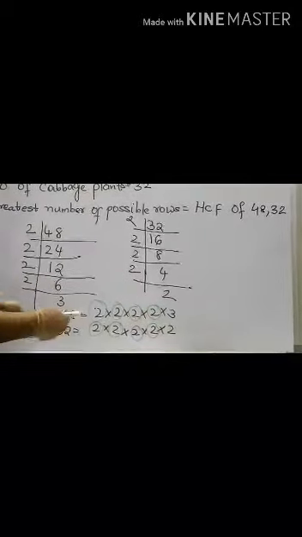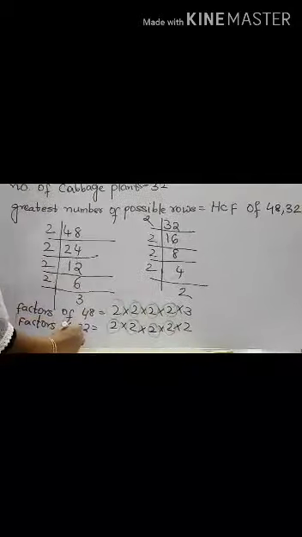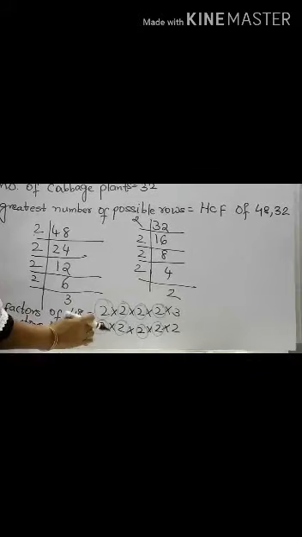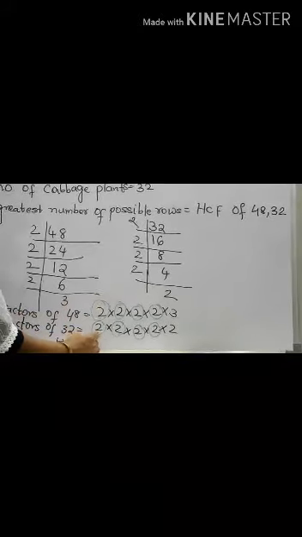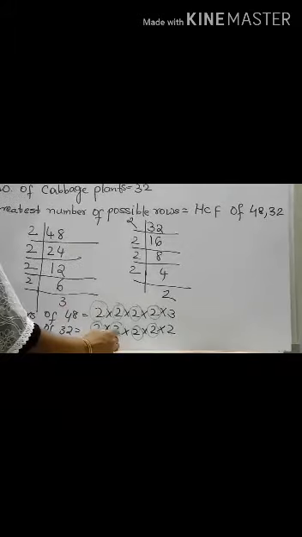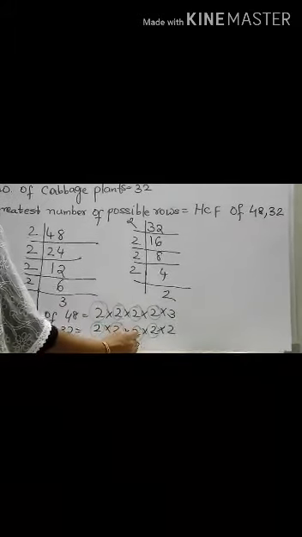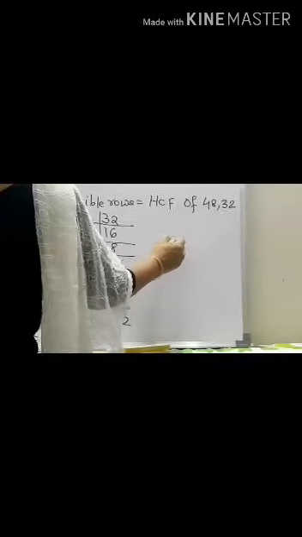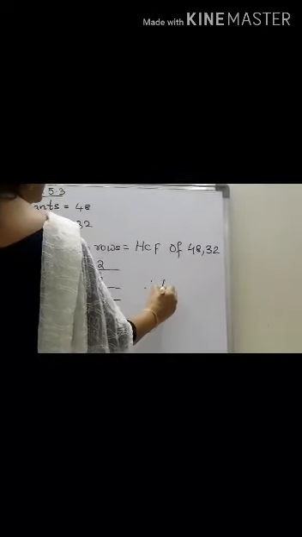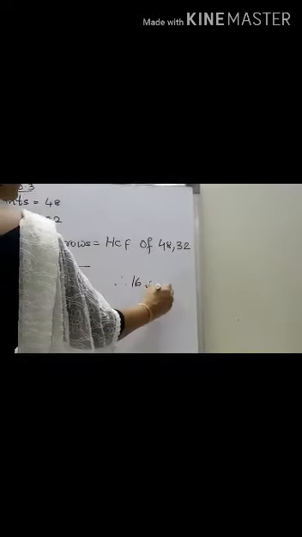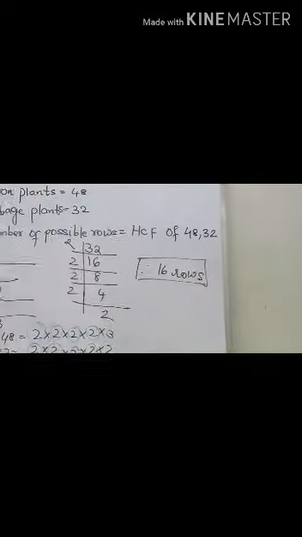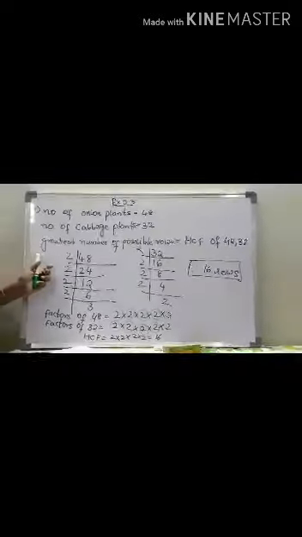So write down, now HCF is equal to whatever the circled digits are, just multiply all those. 2 into 2 into 2 into 2, that is equal to 16. Therefore, the greatest number of possible rows we can arrange is 16 rows. Hope you understood, children.